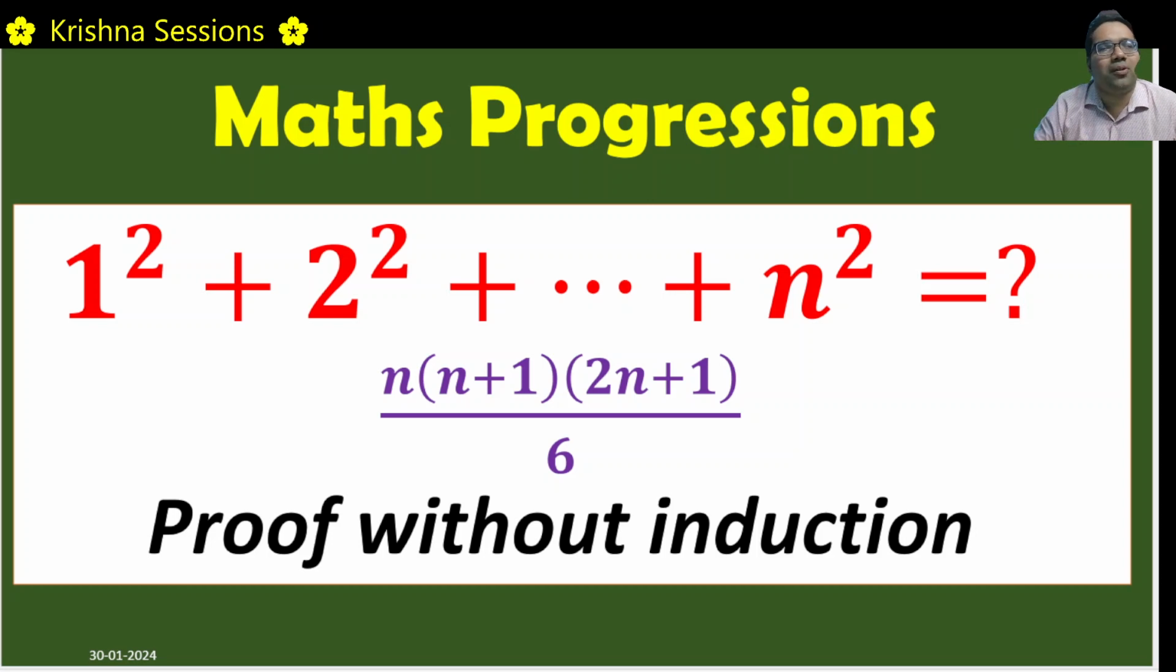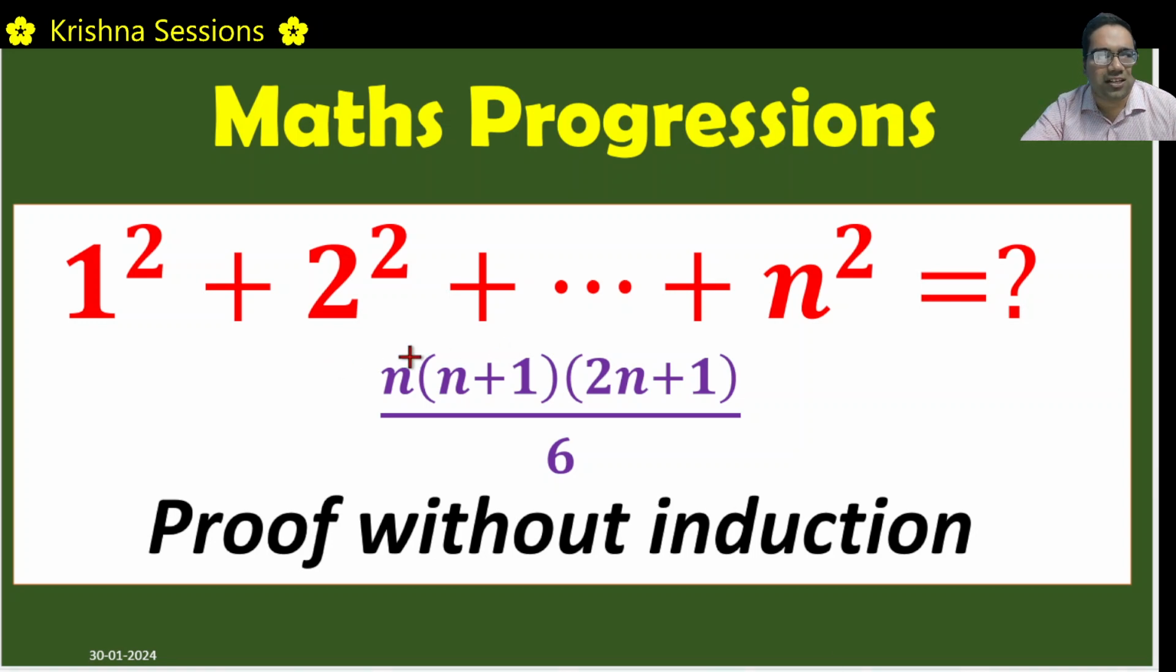But the problem with mathematical induction is that it assumes we already know the formula. It tries to prove that it is applicable till n, then adds n plus 1 and shows it is applicable for n plus 1 also. So that's why it is valid for all n. But this kind of proof is not very spectacular.